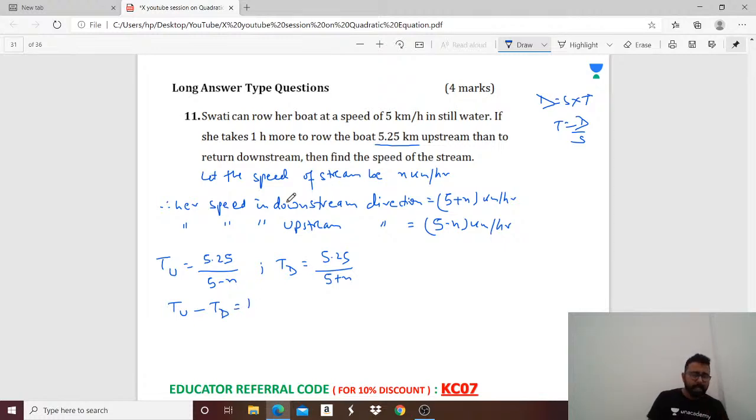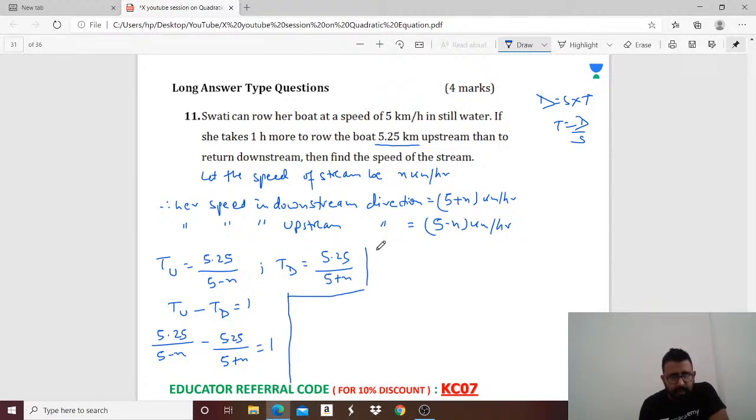Upstream जाने में 1 घंटा ज्यादा लगता है, तो क्या करेंगे, time taken to go upstream minus time taken to go downstream is 1. Okay, so this is 5.25 by 5 minus x minus 5.25 by 5 plus x. This is equal to 1. Right? Now, I hope you can solve this. Okay. Chalo, thoda sa main bhi solve kar deta hu. Let's see this.